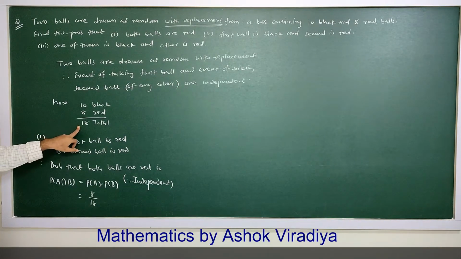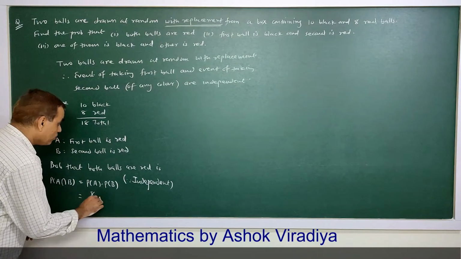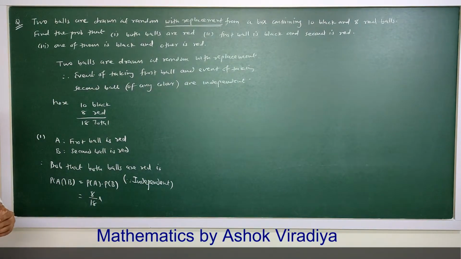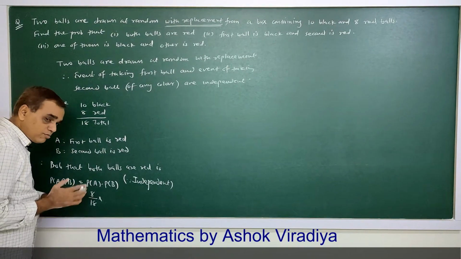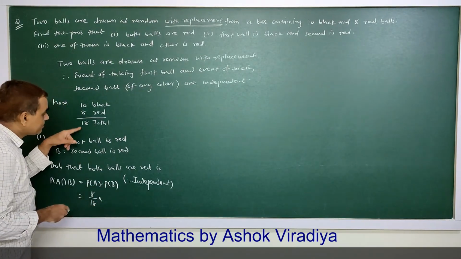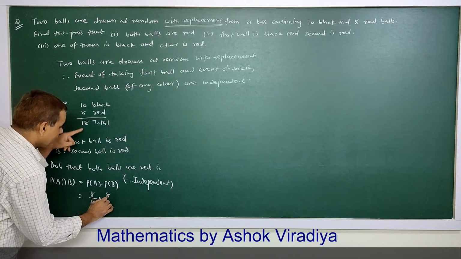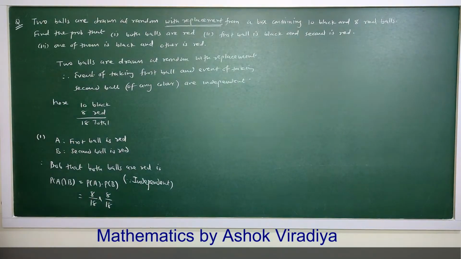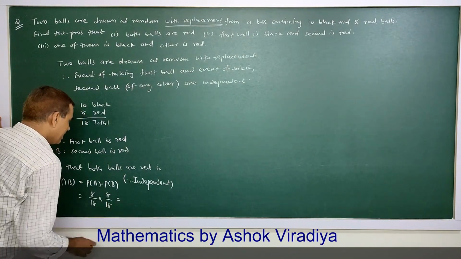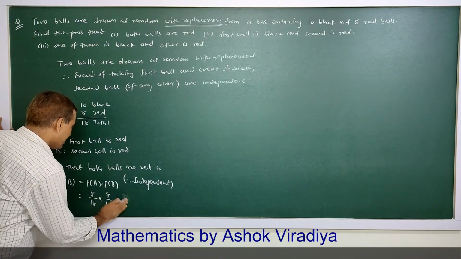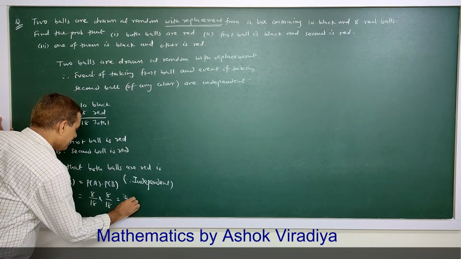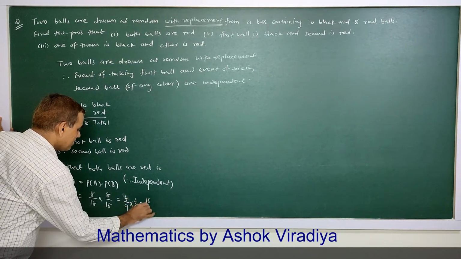8C1 upon 18C1, that is 8 by 18, into, now second time red ball. But when you take the first ball it is replaced in the box, so it is kept back. The word is with replacement, so status is original. So second time, same status, 8 red balls again, so 8C1 upon 18C1. That is 4 by 9 into 4 by 9, so 16 by 81.